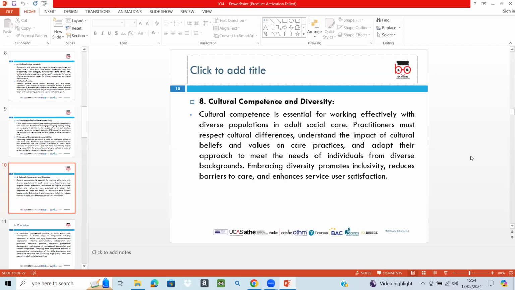So, as an example, in a care home with a culturally diverse resident population, a care worker demonstrates cultural competence by recognizing and respecting the cultural practices and beliefs of each resident. For instance, a resident may observe specific dietary restrictions based on their religious beliefs. The care worker ensures that meal options are provided that align with the resident's dietary requirements, demonstrating sensitivity to cultural norms and preferences. By embracing cultural competence, the care worker acknowledges and accommodates the diversity within the care home, fostering a welcoming and inclusive environment for all residents.